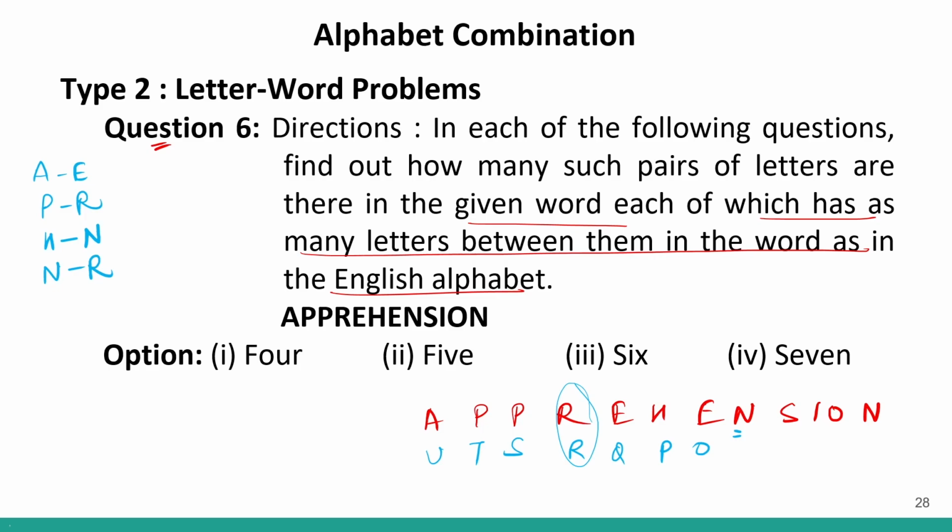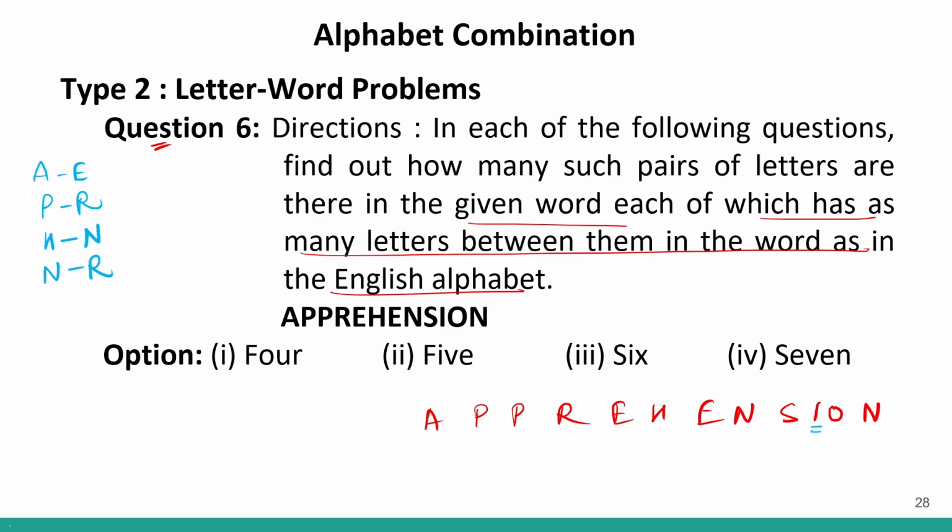Right? Over here, O, P, Q, R. So nothing is common. Let us move on to the next letter, which is S. After S, we have T, U, V, W, X, Y, Z. Similarly, over T, U, V. Nothing is common. We will move on to I.